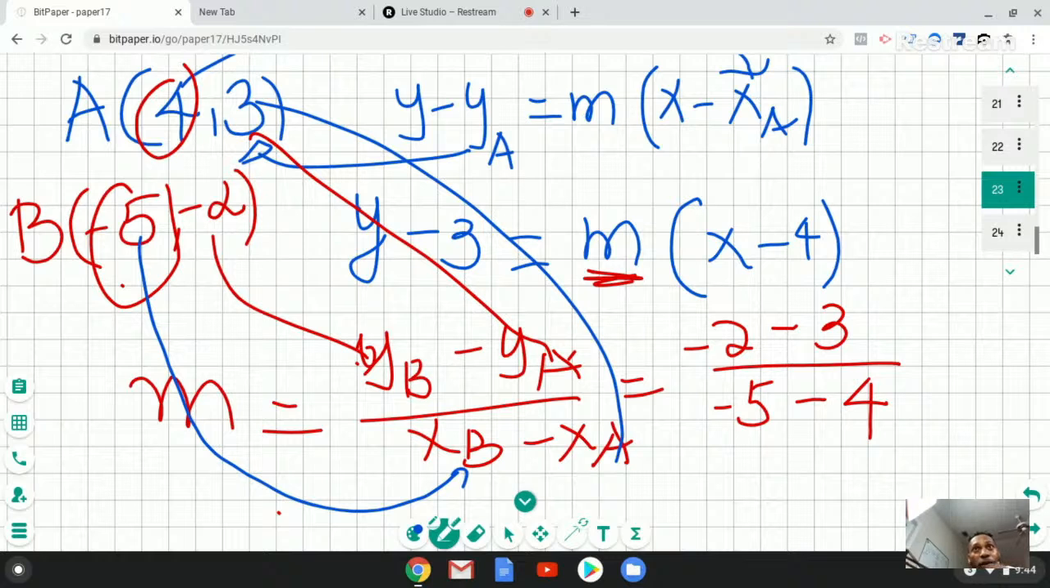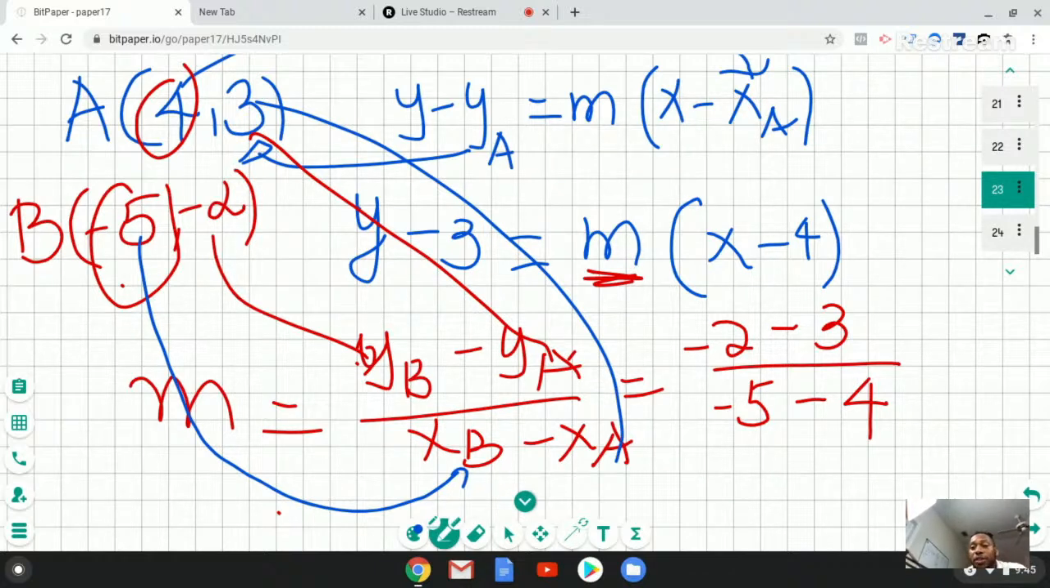The person who said we had a question with slope, does that make sense to you now? You understand why we do it this way? Rise over run, YB minus YA, XB minus XA. Okay, Manny said he gets it. All right, cool, nice.